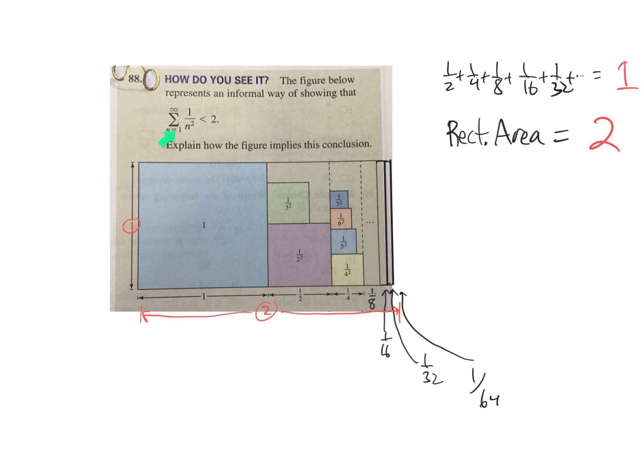And we can represent this infinite sum as the colorful squares all added up for infinity, and it's necessarily smaller than the whole rectangle because of the space that's not getting filled in.